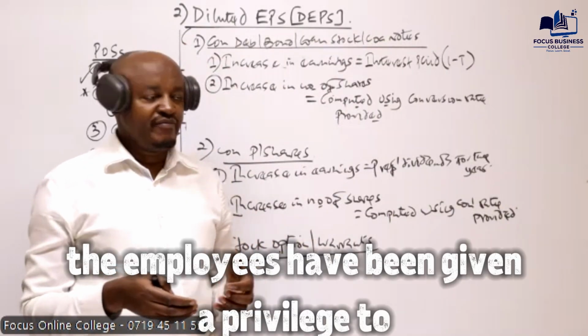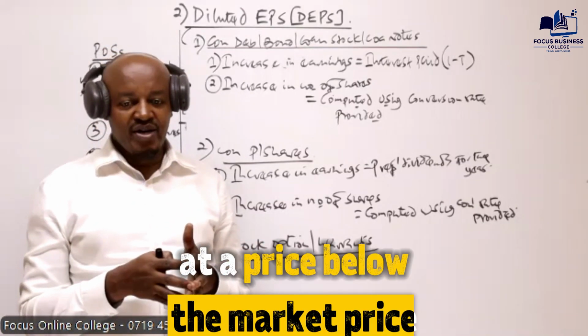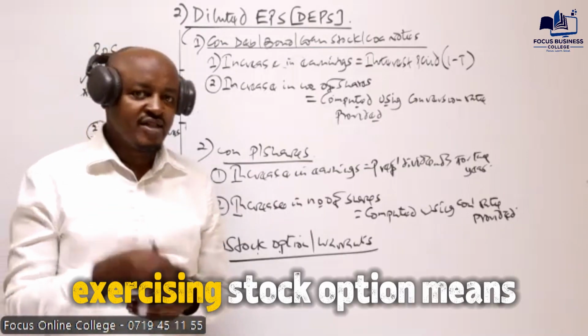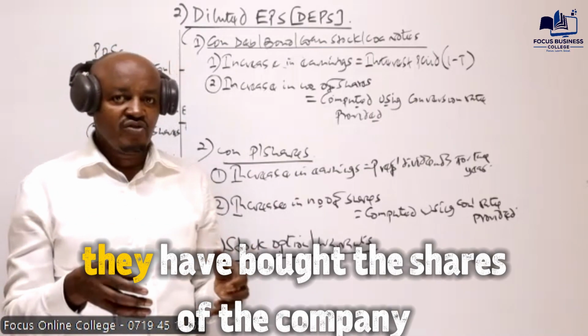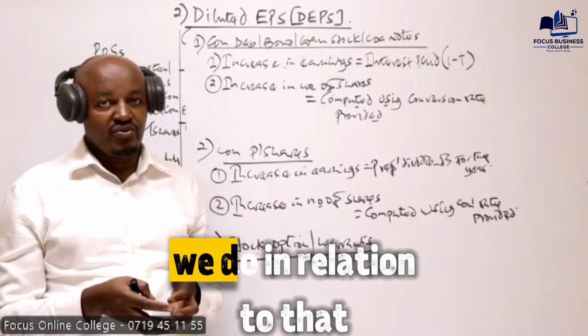For example, the employees have been given a privilege to buy the shares of the company at a price below the market price. And during the current year, they have exercised the stock option. Exercising stock option means they have bought the shares of the company at a price below the market price. And I hope you can recall what we said we do in relation to that.